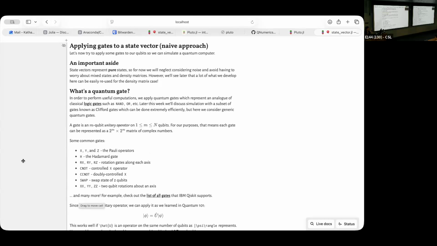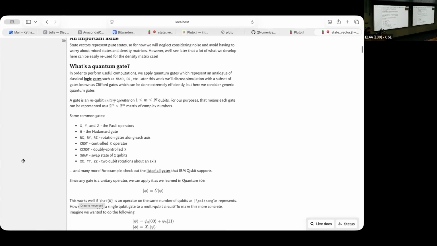So a quick aside here is that for the initial part of this, we're going to only focus on state vectors, which represent what we call pure states. So we're going to avoid considering noise for now, and worrying about mixed states and density matrices. We'll come back to that later. Hopefully we have time to look at it in more depth in the afternoon. But for now, we're going to pretend that the quantum computer has perfect fault tolerance. There's no noise. Everything's super chill. And then we'll be able to add in the more realistic complexity later. And the other thing that's going to be nice is what we develop here for the state vectors can actually be repurposed for the noisy case pretty easily.